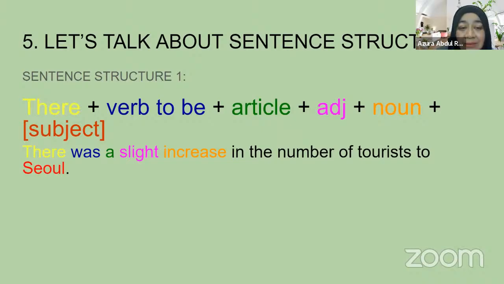So you start with there, verb to be was, article a, the adjective slight, the noun increase, and the subject in the number of tourists to Seoul. There was a slight increase in the number of tourists to Seoul. There plus verb to be, plus article, plus adjective, plus noun, plus subject. So the subject will be quite long, isn't it?